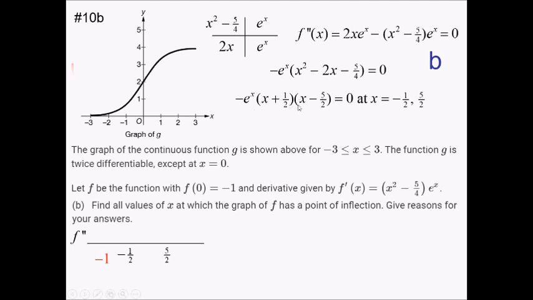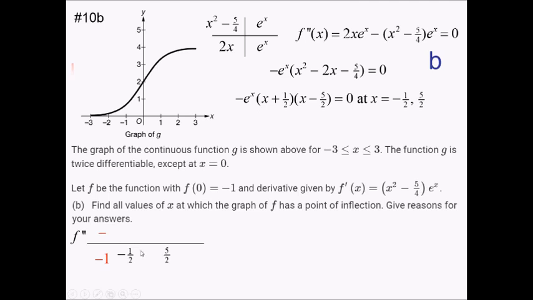Now, as you're doing your sign analysis on this factored version of f double prime, this negative e to the x is always going to come out negative, because e to the x by itself would normally always come out positive. So we have a guaranteed negative out here, and then we've got whatever happens with these parentheses. So we've got a negative, another negative if you plug in negative 1, and then this is going to be another negative. 3 negatives gives us overall a negative result.